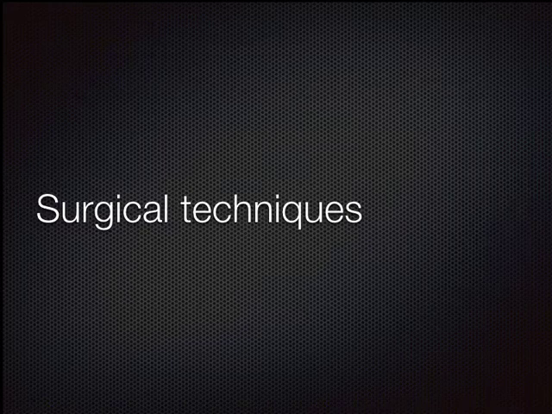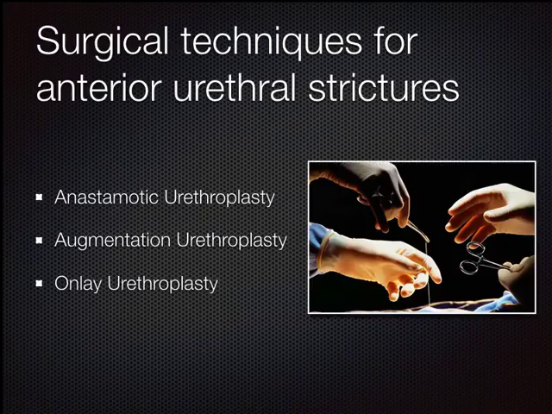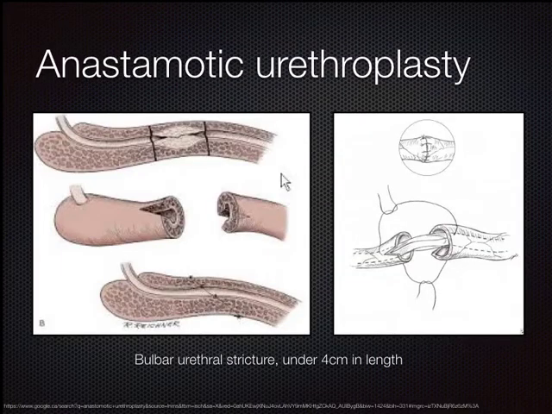So now to discuss the surgical techniques. There are 3 major categories for surgical correction. They are anastomotic urethroplasty, augmentation urethroplasty, and onlay urethroplasty. So to begin, during anastomotic urethroplasty, the stricture is excised transversely at each end of the urethra and then sutured back together over a Foley catheter.